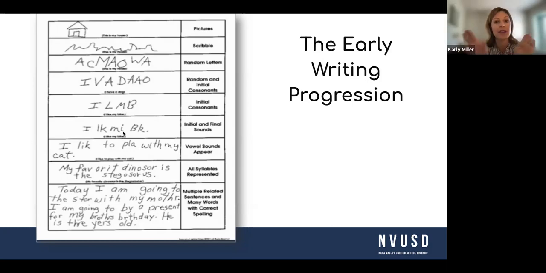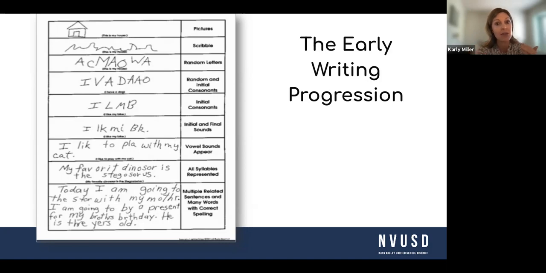Then we progress and we start to see the initial, beginning, and end final sounds. So here they say I, and they're hearing like my. So they are hearing an I, even though we know my is spelled M-Y, but this is all part of the progression. And then bike, b-k. So they're hearing the beginning and ending sounds. And this is a really natural progression as you see your child start to do this.